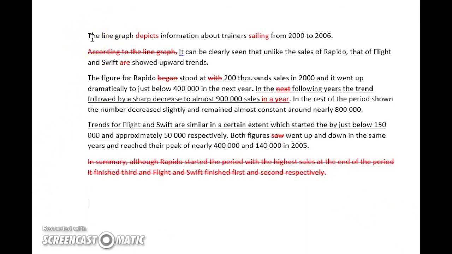Overall, I can say that the description you have presented about the line graph is very simple, and it lacks a range of vocabulary and grammatical sentences. If you take into account those mistakes, maybe next time you can write a better writing.